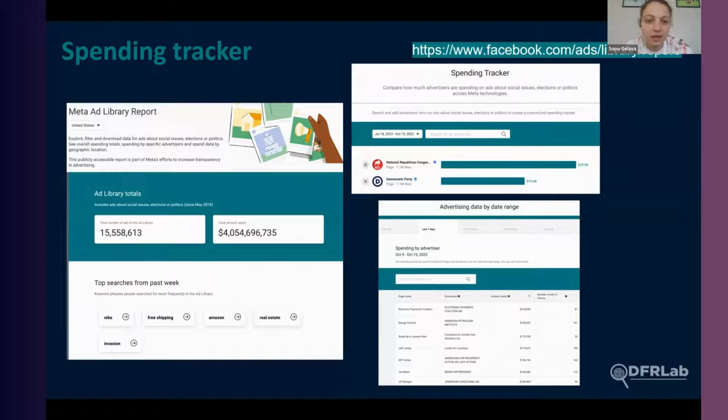But on the left side, you can change the location and investigate the spending according to the country you're interested in. And it will give you the list of the pages, and then you can sort the time frames according to your interest. Who spent the most today, for example, or in the last 7 days, or in the last 30 days, or in the last 90 days.